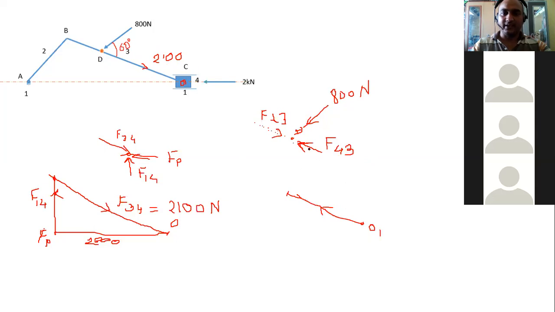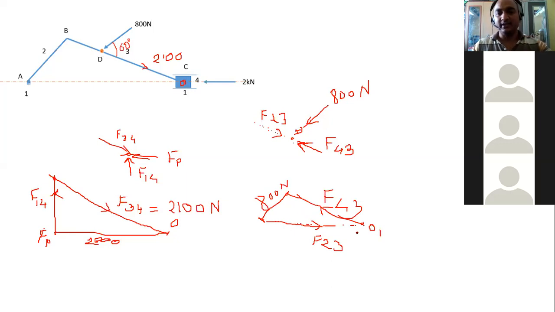The second force is 800 Newton, and you know this is the direction. From this line again we draw 800 with the same scale. Somewhere you will get this point. When you join this and this, what will you get? F23. This was your F43, and this was your 800 Newton force.